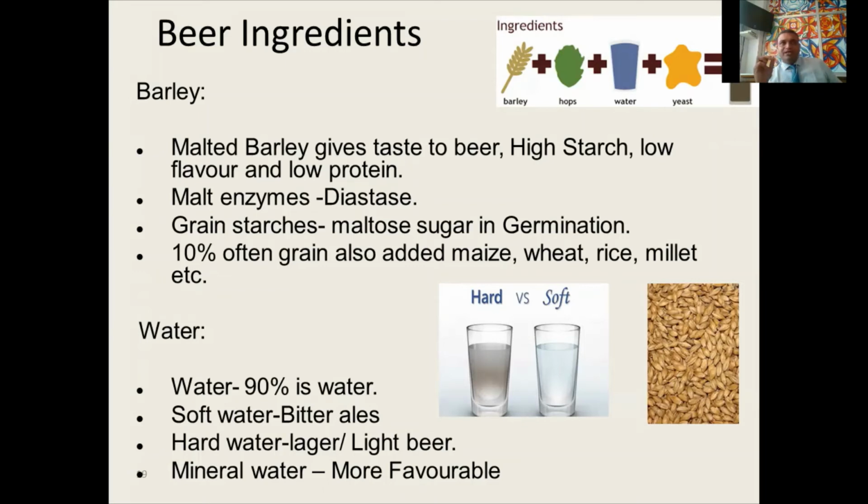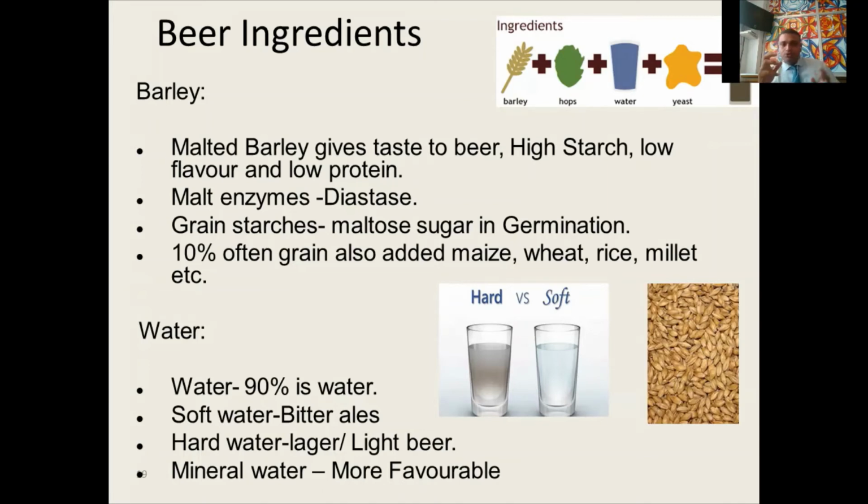To get a good taste in the beer, germination is important. The malting is very, very important. We call it malting. How much you malt is how much taste you get in the beer. It should be good. Germination should happen in the malting of beer. So malting is a very, very important process of making beer.